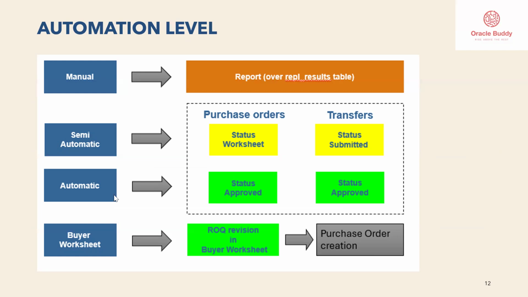But in automatic, it is approved. The purchase orders are created in approved status by the approved batch, and transfers will also be created as approved ones. In buyer worksheet, the ROQ revision can happen in the buyer worksheet, and then the purchase order can be created. We'll discuss the buyer worksheet in the next slides.